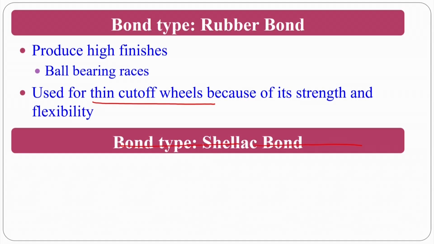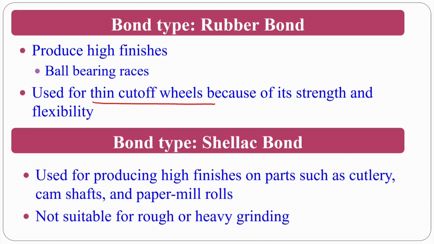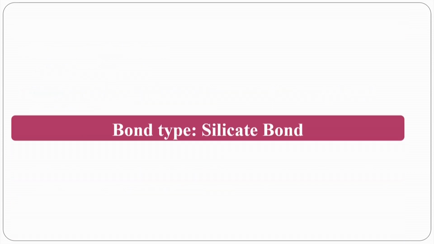The next bond type is shellac bond. Normally shellac bonds are used for camshafts, paper mill rollers and all those things. They are not suitable for rough and heavy grinding. These are very sophisticated grinding wheels for simple small works like finishing or cutting off. These types of things will be used.